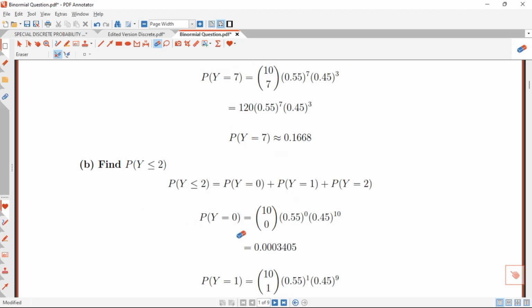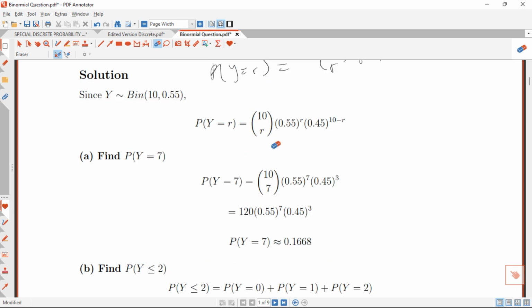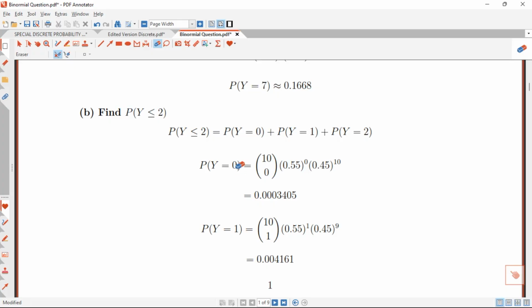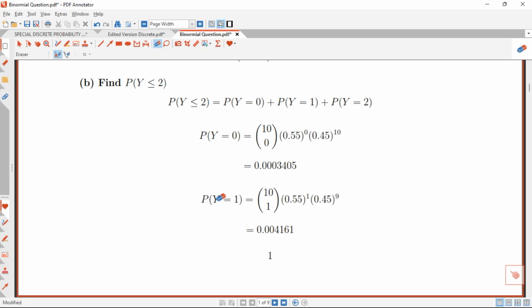For the first observation, the probability that y is equal to 0, we get 10 combination 0. The only thing that is changing in this PMF is the r, because we have been given different r values. So we get 10 combination 0 times 0.55 raised to the power 0 times 0.45 raised to the power 10, which gives 0.0003405. Then for y equal to 1, we get 10 combination 1 times 0.55 raised to the power 1 times 0.45 raised to the power 9.